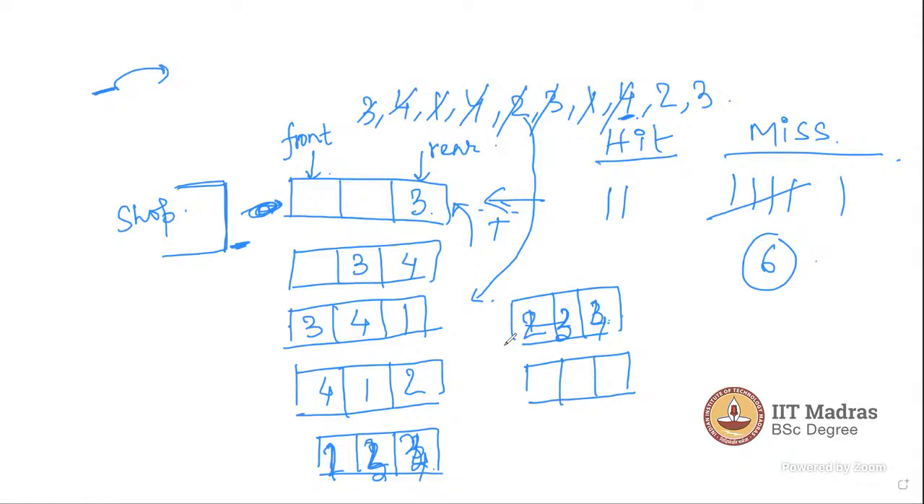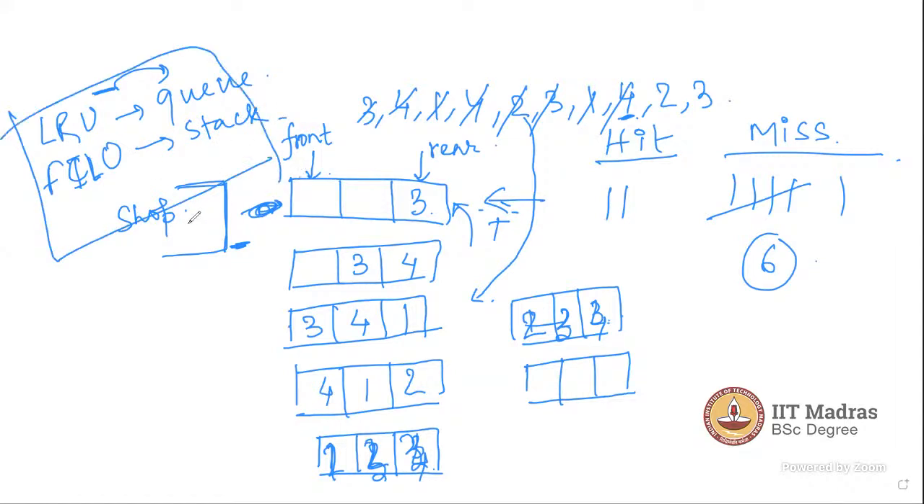I think this is clear to everyone. When you are using LRU, then we use the queue, right? And when we use first in, last out, here we use the stack, right? So I hope it is clear to everyone.